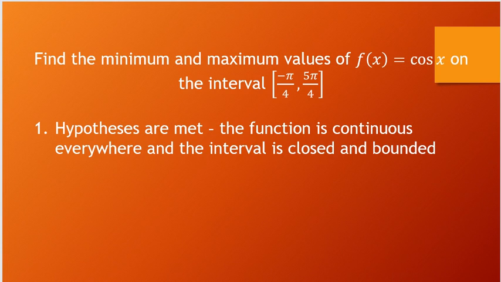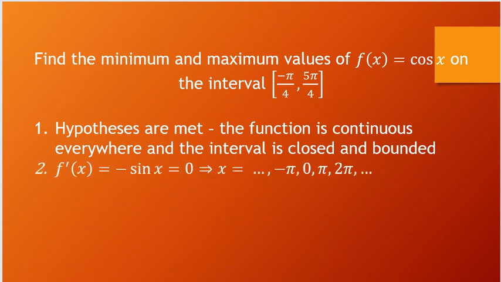So now we're going to differentiate f. We're going to set it equal to 0, and we're going to solve for x. We know that if we take the derivative of cosine x, we get minus the sine of x. So we take minus sine x, we set it equal to 0, and we solve for x. And we think of what are all the x values that make sine of x 0.